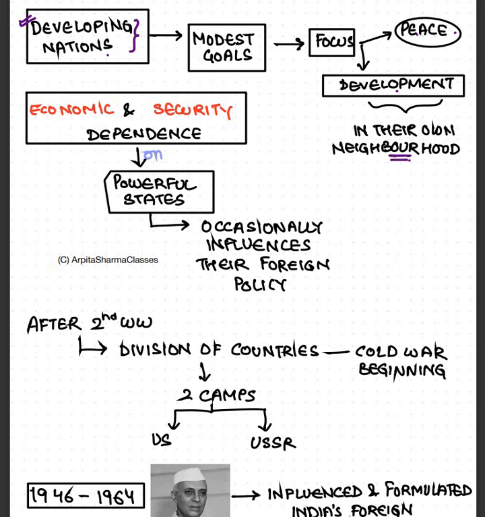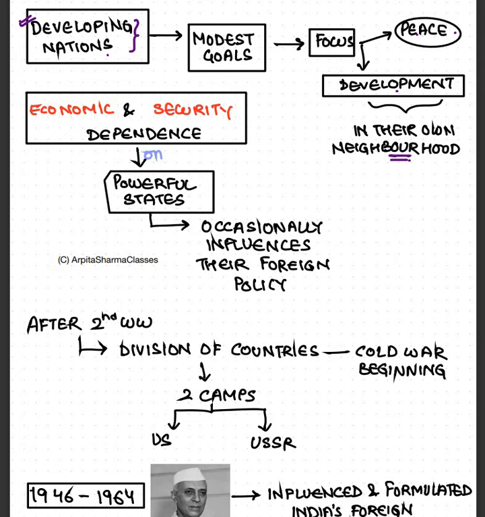And this is the same policy that India also adopted. Now, during that time, when we were getting independence, economic and security dependence was more on powerful states. हमारी जो economic और security dependence थी, वो powerful states पे थोड़ी सी ज़्यादा थी, because we were trying to look up to them. In the last lecture, in the planned development lecture, we studied that for us the definition of modernism was taken from the West.